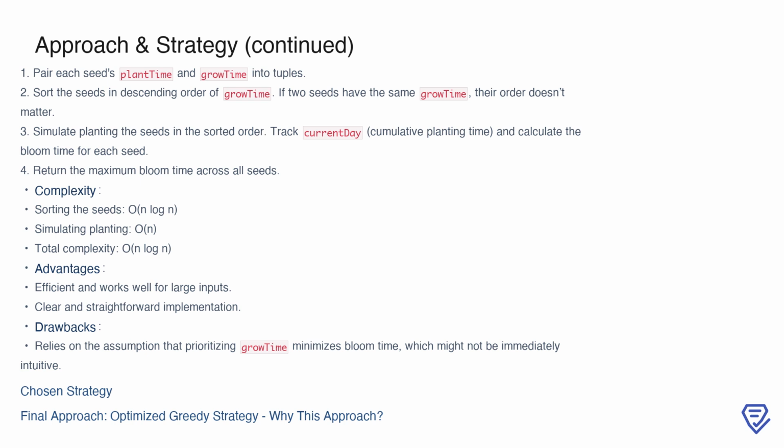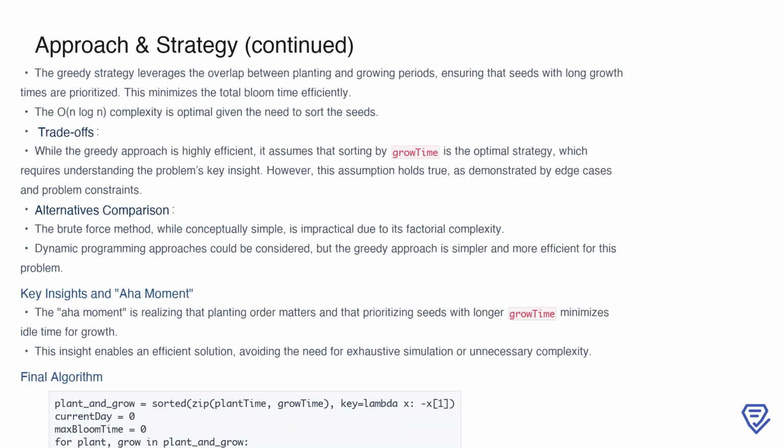This approach is much more efficient, with a complexity of O(n log n) for sorting and O(n) for the planting simulation. While the greedy nature of this solution may initially seem non-intuitive, it's both effective and easy to implement, making it a strong candidate for the final strategy. The final approach, based on the greedy strategy, effectively minimizes the total bloom time by focusing on the overlap between planting and growing periods. By prioritizing seeds with longer grow times, we ensure that the most time-consuming growth processes begin as early as possible. This method achieves an optimal time complexity of O(n log n), which is efficient given the need to sort the seeds.